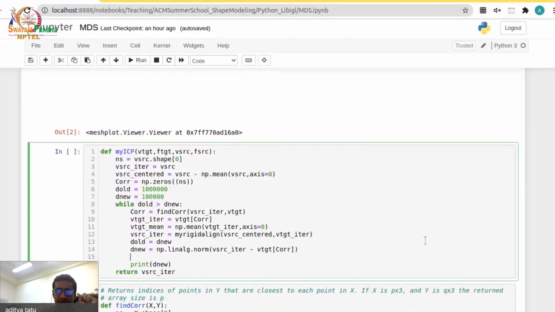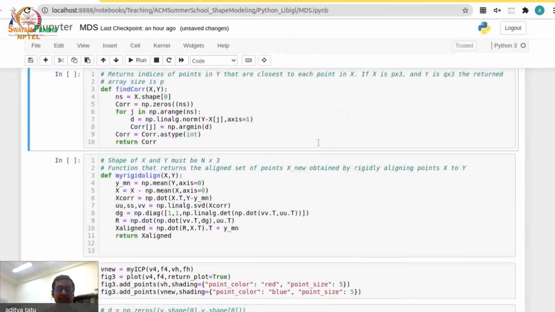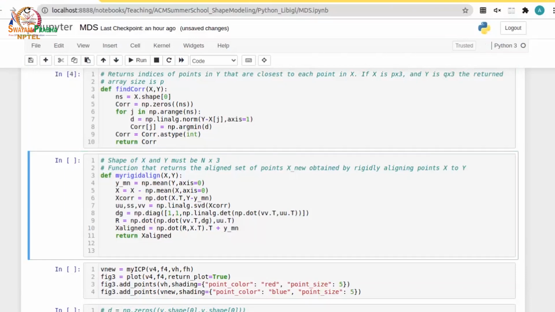This main ICP algorithm. You go through this. This find core is a function that I have written and is shared with all of you. Basically it computes the distance of every point of one mesh to every point of the other mesh, and then returns the indices for the one which has the smallest distance. That's what it does. So this function is already given to you.